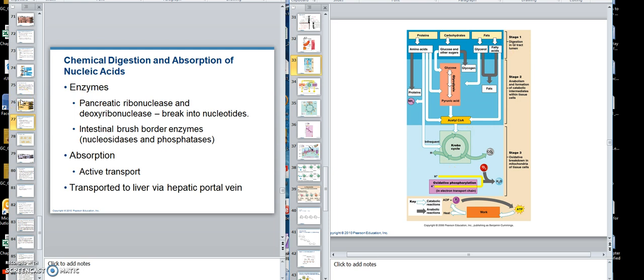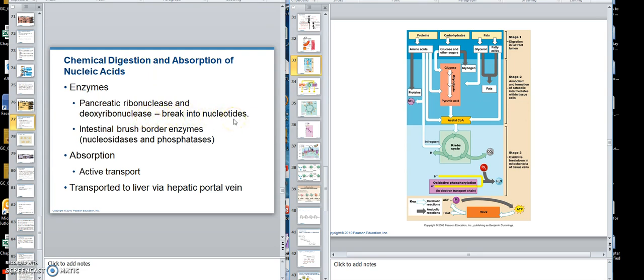Okay? So that's lipids. And like I say, my serum lipid transport PowerPoint is excellent to look at. All right, chemical digestion and absorption of nucleic acid. Enzyme, nucleic acid, RNA and DNA. So we have a pancreatic ribonuclease and a deoxyribonuclease that break it into nucleotides.